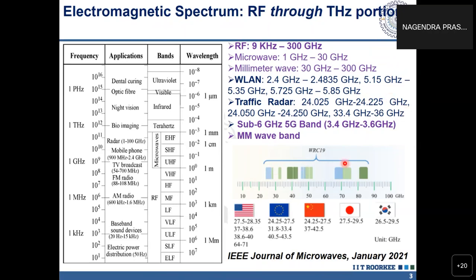This slide gives you an example. For 5G, the sub-6 gigahertz band is around 3.4 to 3.6 gigahertz. Then several millimeter wave bands are opened in India also, and somewhere around 26 or 27 gigahertz people are considering operating. So bringing down system cost is one of the major challenges, and this is the zone where RF engineers and RF researchers find a vital role.